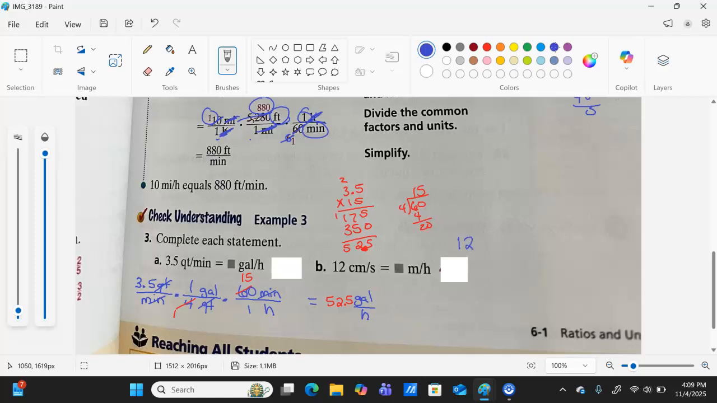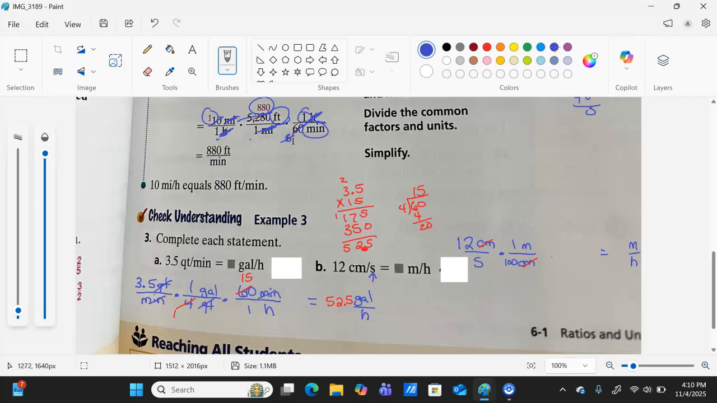Okay, now let's look at B. We have 12. Notice I'm going to put centimeters up top, and then seconds I'm going to put in the bottom. And we're going to work with our first unit, our top unit first. I want meters per hour. So from centimeters, I can go to meters. There's 100 centimeters in 1 meter. So that means centimeters would be gone. And I'm in meters, which is what I wanted for my top unit.